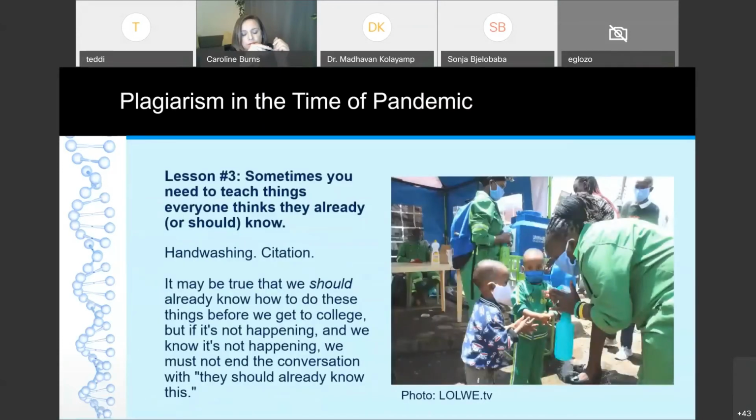Lesson number 3: sometimes you have to teach people things that everybody thinks they know, or everybody thinks other people should know. And this struck me immediately when we started having all of the PSAs about hand washing. I would like to believe that everybody knows how to wash their hands, at least all adults, but they did some research and apparently most of us are doing it wrong. And there were some really excellent demonstrations where people put some kind of colored ink in the soap so that it showed where the soap was actually going.